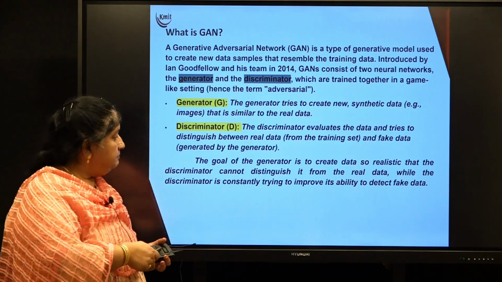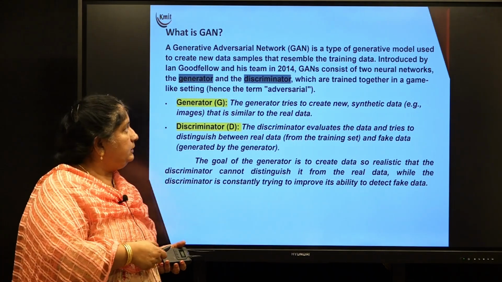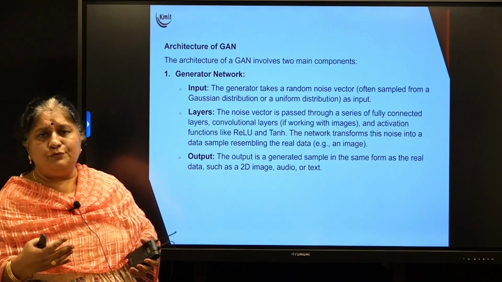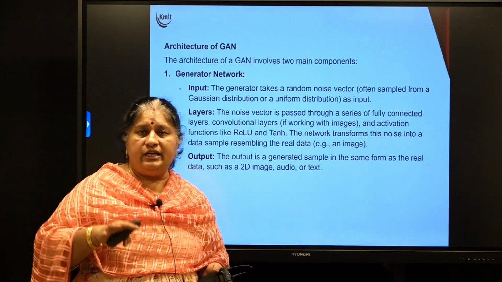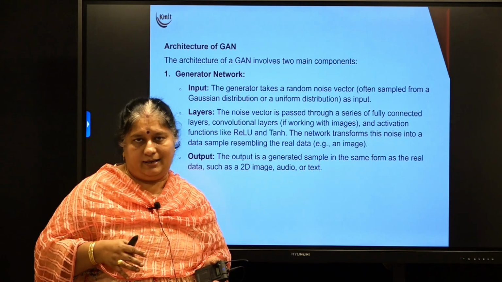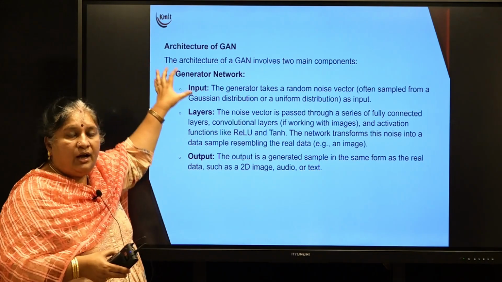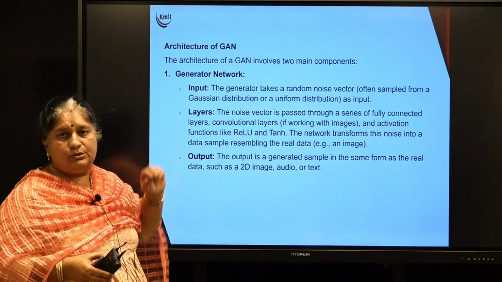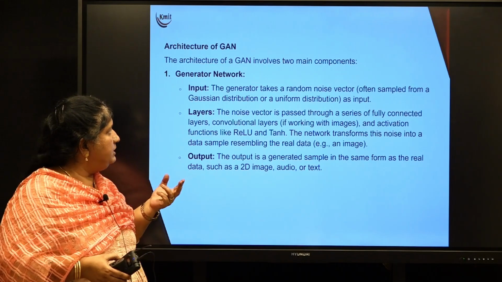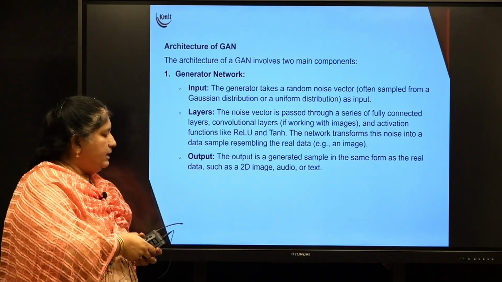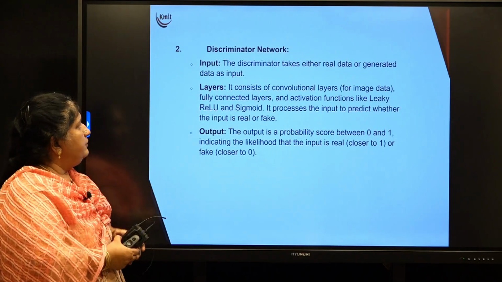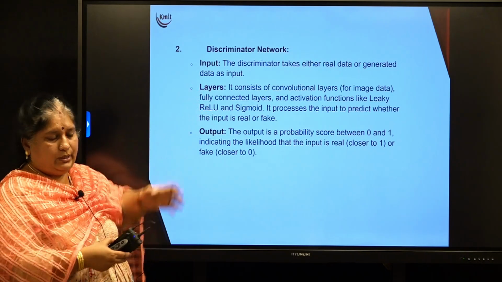What is the major purpose of the discriminator? It always tries to find out whether whatever the generator has generated is fake data, right? What is the major architecture of GAN? It consists of two components, as I kept on mentioning. One is a generator network, the other one is the discriminator network, right?